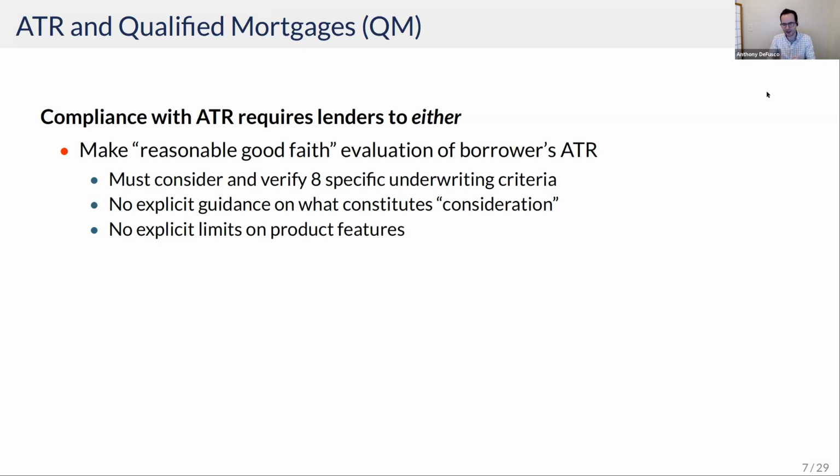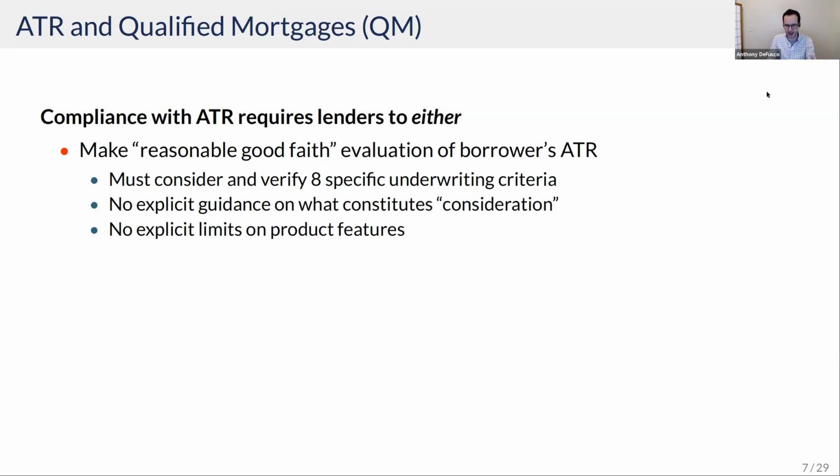But there's no explicit guidance in the law. You have to consider those things when you make a decision about whether or not to give the borrower a loan, but there's no explicit guidance in the law about what it means to consider that. You just have to factor them into your decision somehow. Okay, specifically, there's no limits necessarily on the type of mortgage you can originate.